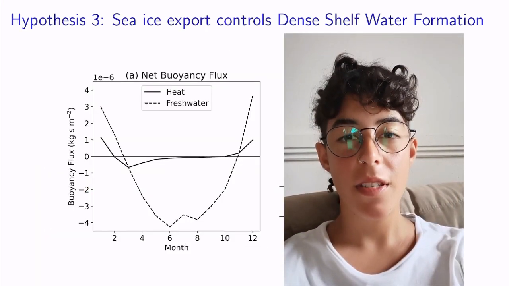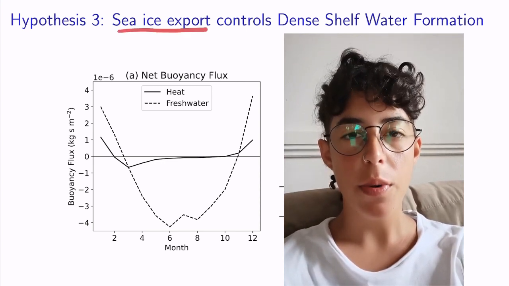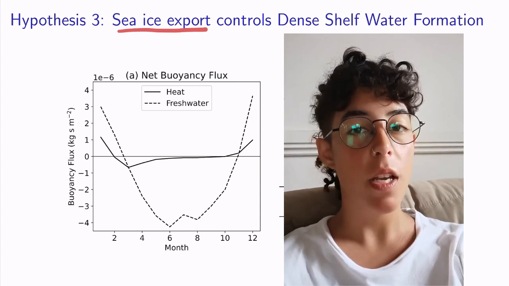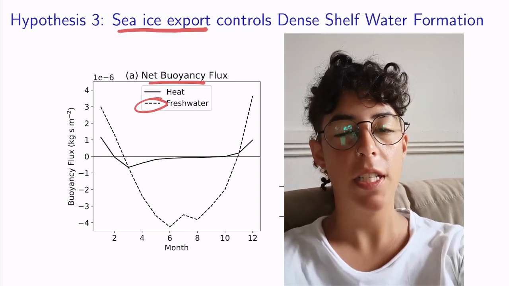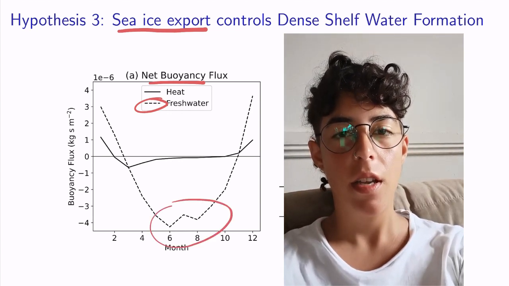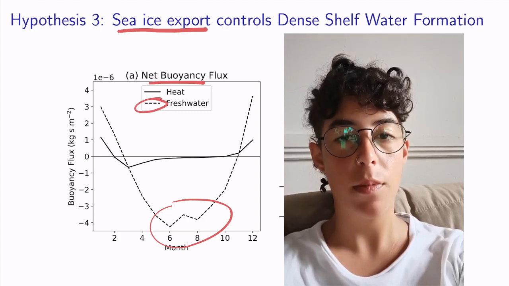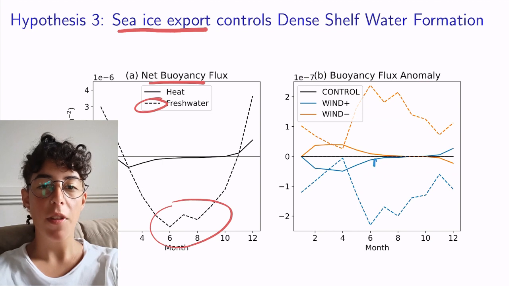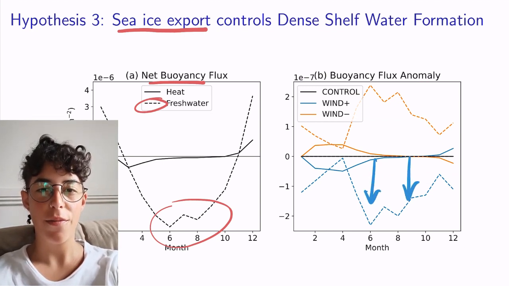Our third hypothesis is that the main role of the wind is to transport sea ice northwards, exporting fresh water from the Antarctic margin. Supporting this idea, buoyancy fluxes on the shelf region highlight the dominance of the freshwater component in the annual cycle of buoyancy flux. And we can confirm that these freshwater fluxes are almost entirely due to the imbalance between sea ice melting and formation. Moreover, freshwater fluxes in the wind plus case act to make the water denser than control.